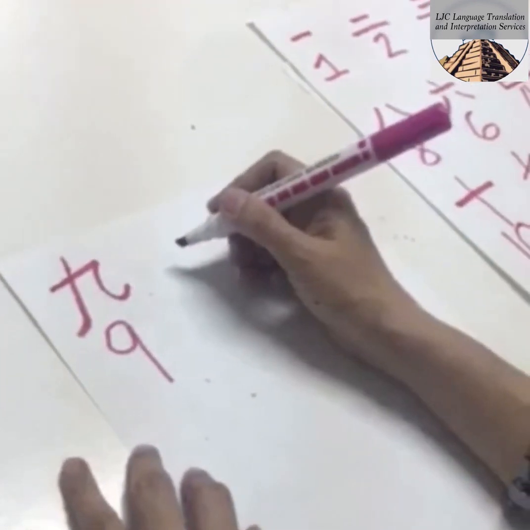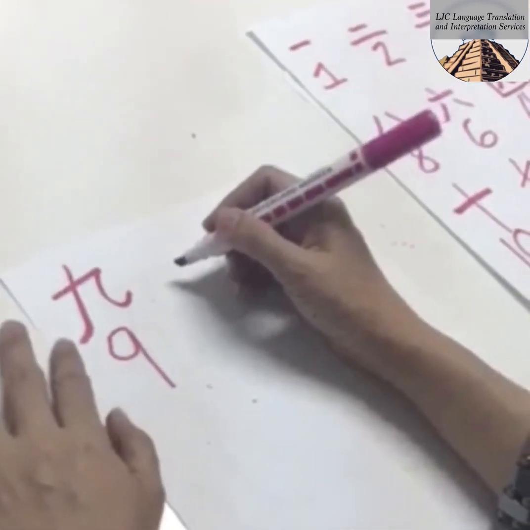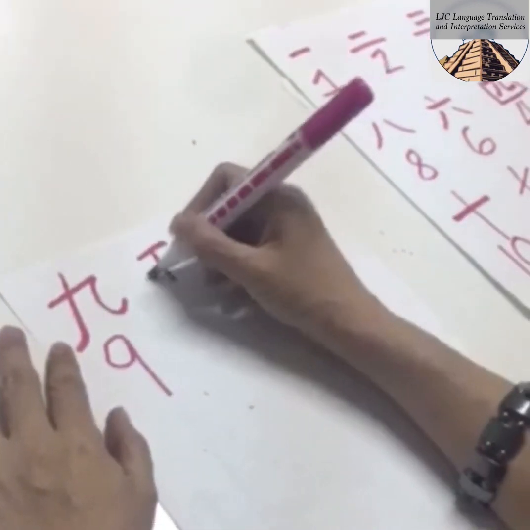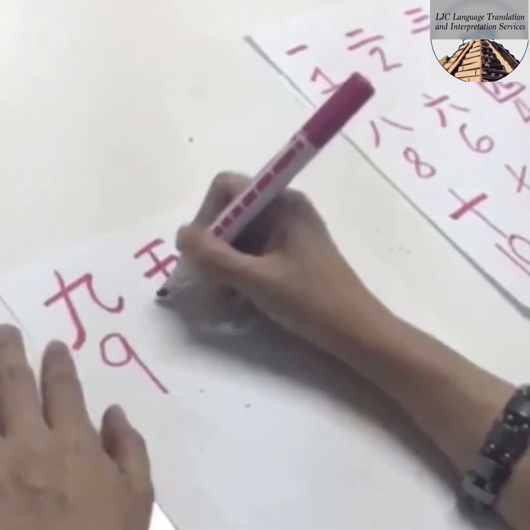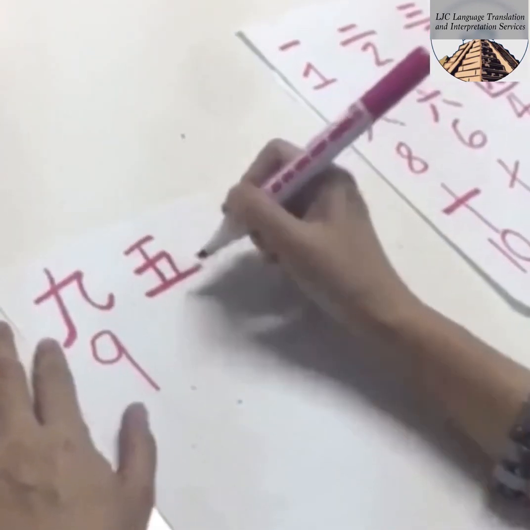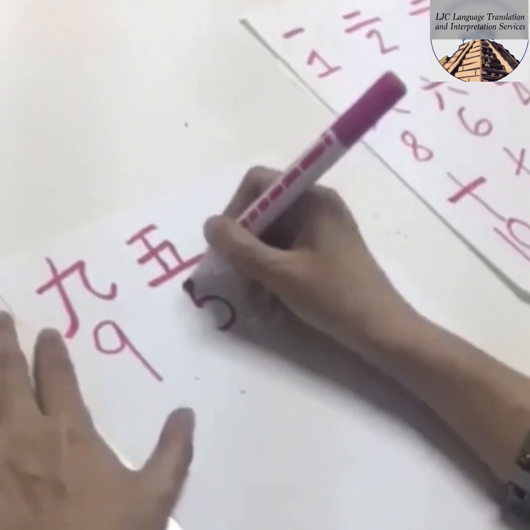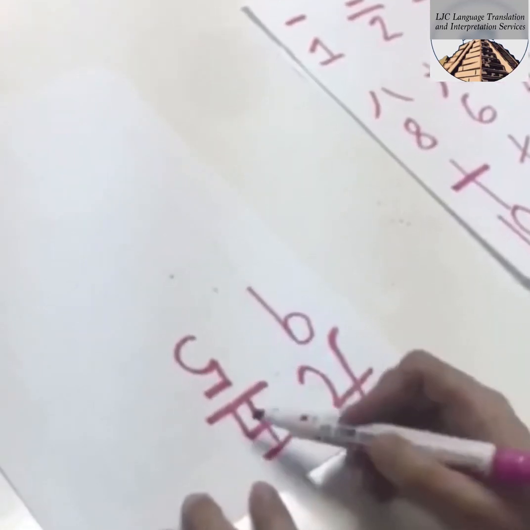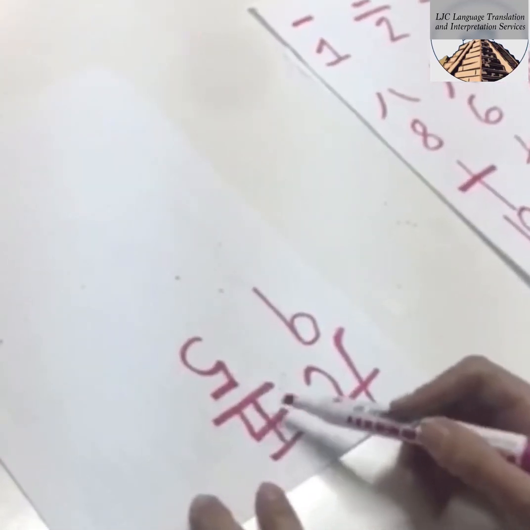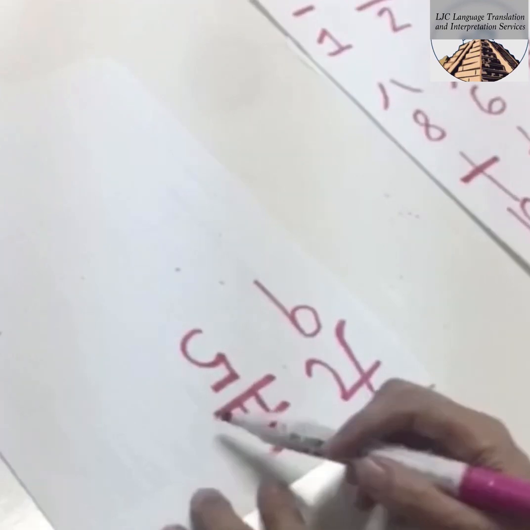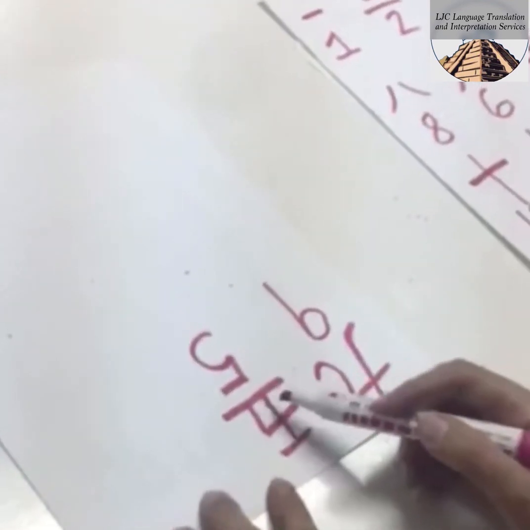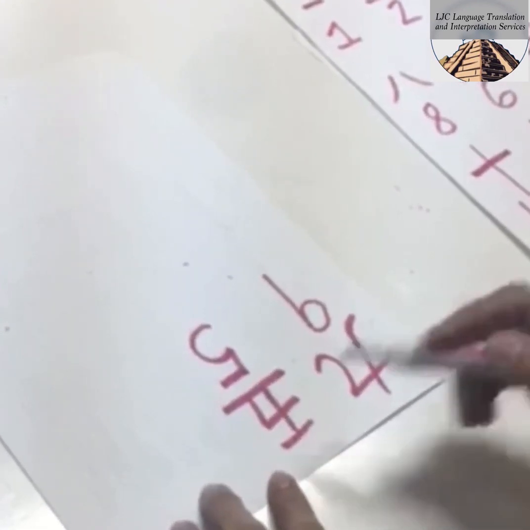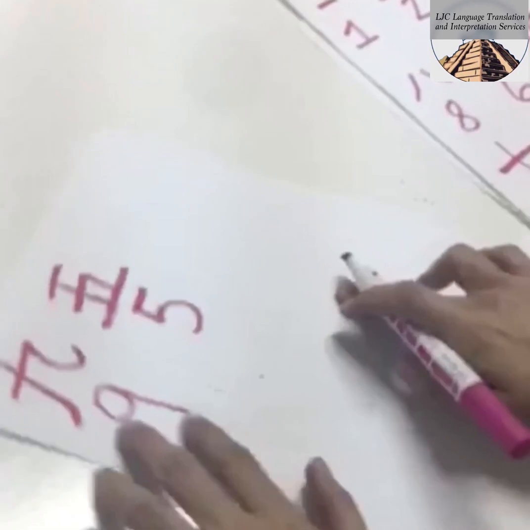So this is Wu. So I will show you the inverted way. So here you can see the number 4. On top of number 4, there's a horizontal line. And then at the bottom, another short horizontal line. So this is number 5. Wu.